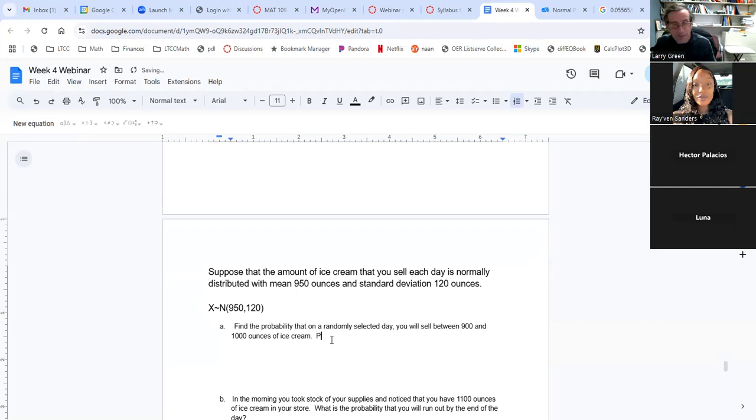So we want the probability that 900 is less than X is less than 1,000. Any questions on this? Not too hard, but you have to be able to read the sentence and turn it into a probability statement.